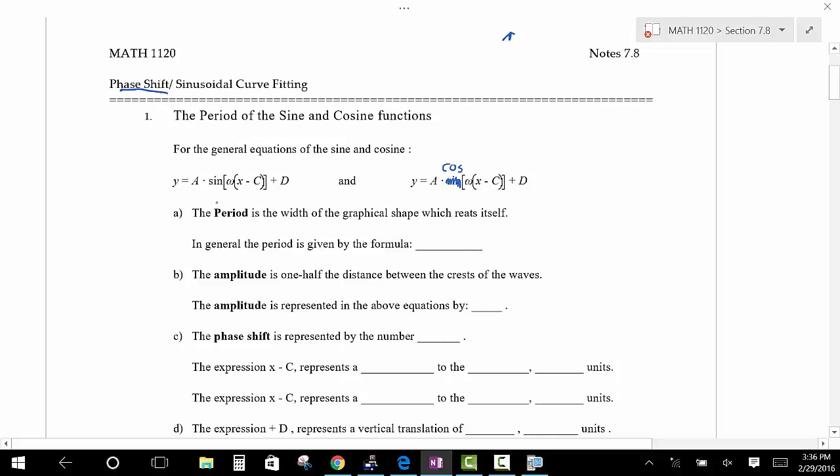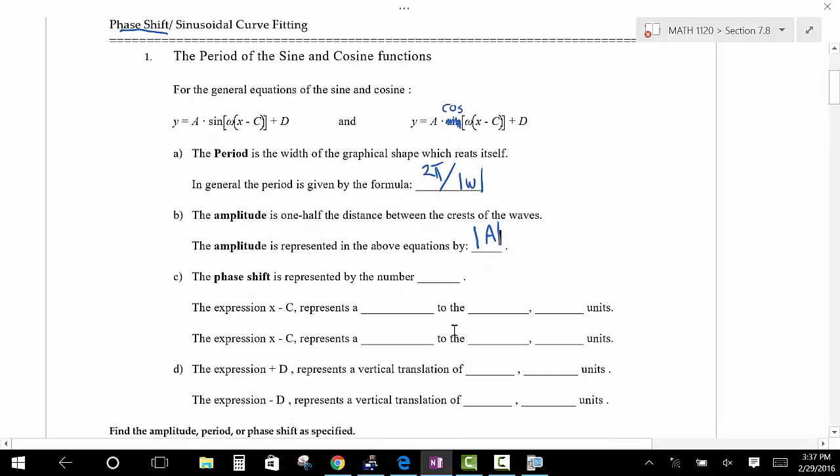So a couple things I want you to fill out. What was the general formula for finding the period of a sine or cosine? Where did you learn that? 2 pi over omega, and omega is an absolute value. Just remember that you have to have a positive value on that, okay? The amplitude, what letter gives you the amplitude in these equations? A, okay? Amplitude is the absolute value of A, which stretches and shrinks the waves this way. Okay, so that's what that's doing.